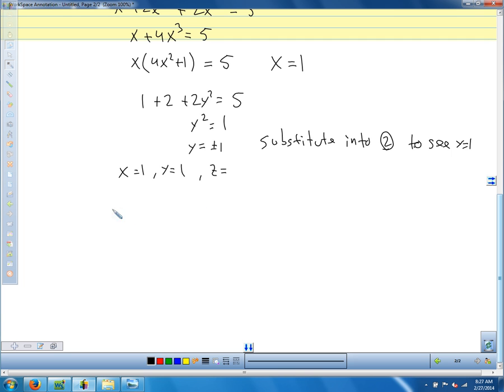And we wanted to minimize the distance. So our distance, finally, is the square root of 1 minus 5 squared plus 1 minus 5 squared plus 2 minus 0 squared. And we simplify that, and we get the minimum distance is 6. 6 is good.